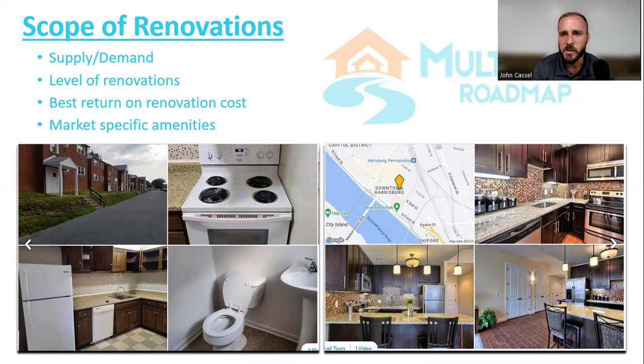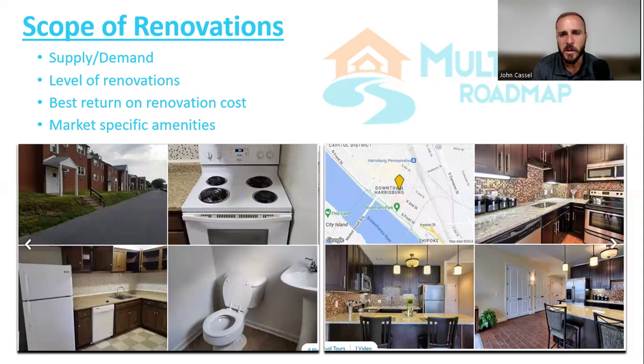So you're going to put these really nice units in and then have to rent them lower than you should because there's not a high end tenant base that needs that unit. So you're going to get lower tenants to fill the property and not get the highest post market rent that you could. So you're going to look at the level of renovations. And then you're also going to look at the cost of the renovations that you're going to do. So best return on renovation cost.